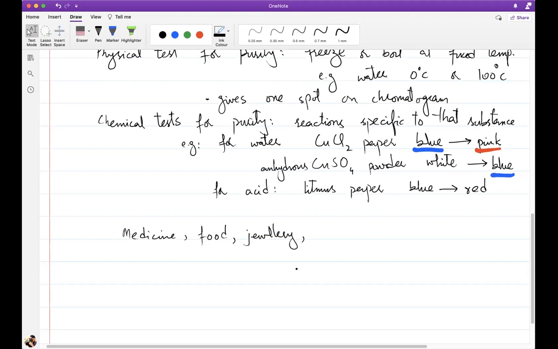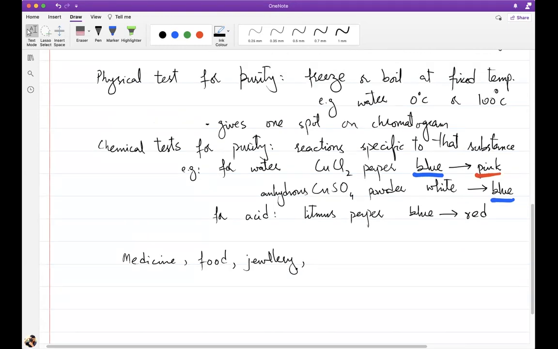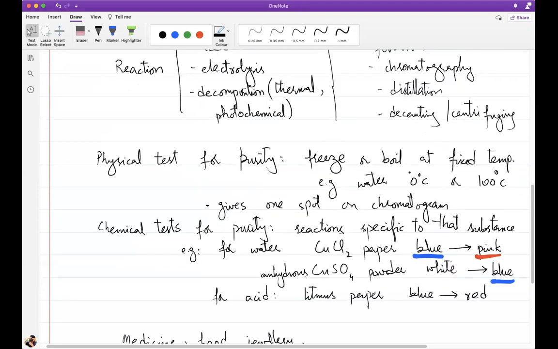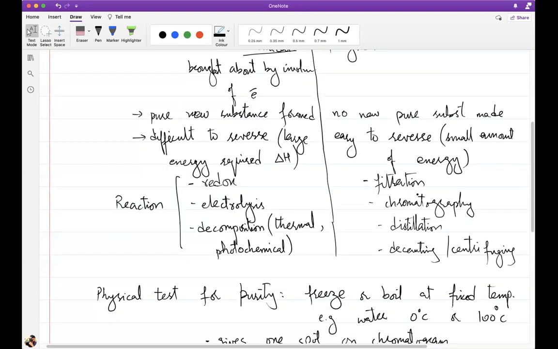Because there is cost and risk. So knowing how to know if something is pure and getting pure things is important. And we can do these physical tests for it. So chromatography, distillation, decanting, filtration, we can do all of that to check if something is pure and to check what kind of substances are in it. These are low cost methods usually, not always, but usually.